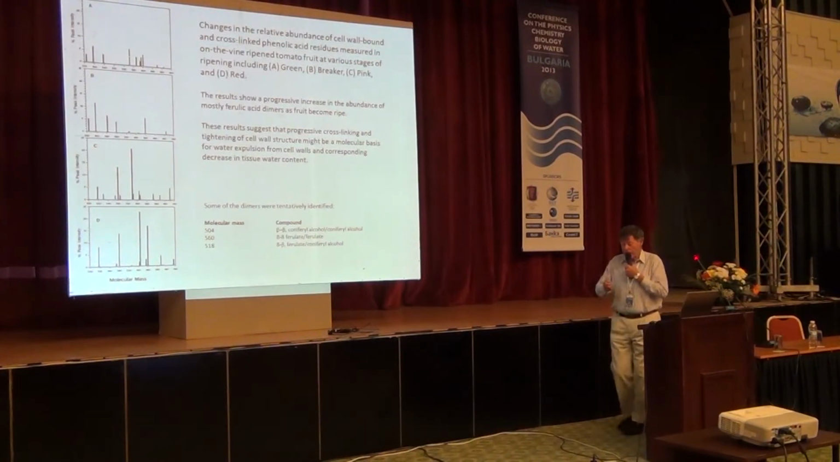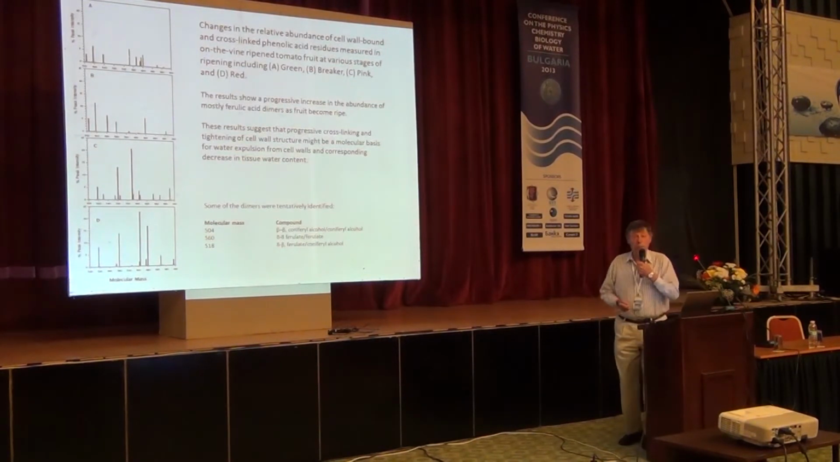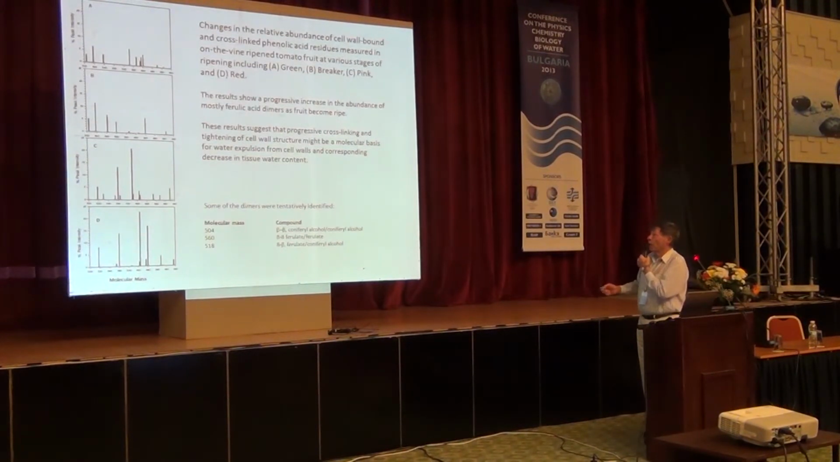Went to GCMS in order to explore and validate this hypothesis, and although it is generally speaking semi-quantitative, one does observe that there is some cross... excuse me, this is analysis of ferulic acid dimers, and one can show that at the green stage, for example, there is presence of some dimers, but certainly the abundance of these dimers increases as the fruit ripens.